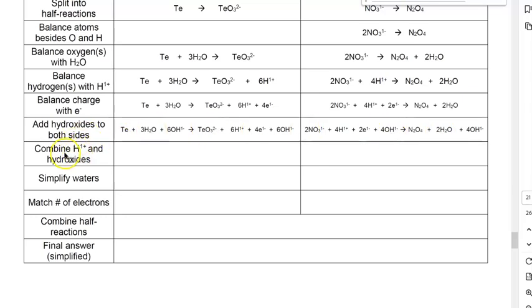This next step says combine hydrogens and hydroxides. So this one and this one become 6 H2Os, and they're on that side of the arrow. And this one becomes 4 H2Os, and they are before the arrow, because this guy here has nobody to combine with, so he has to stay as 6 OH. Similar on this side, the 4 OH has no H plus to combine with on that side, so it stays as a 4 OH minus.